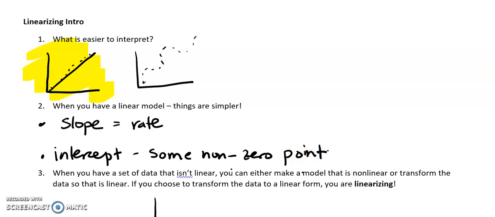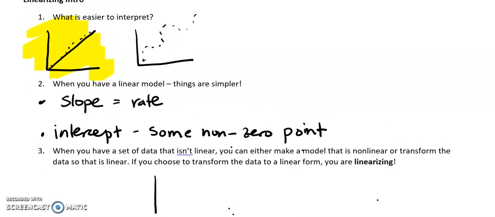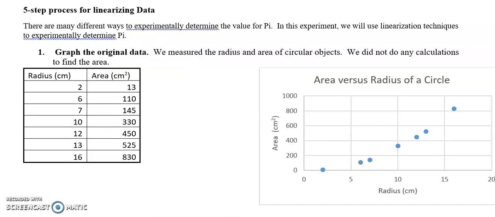Great. So if you have a set of data that isn't linear, you can do two things. You can either leave it as a model that is nonlinear, or you can transform the data so that it is linear. And if you choose to transform the data to make it linear, you are using this technique called linearizing. Great. So today we're going to use the linearizing technique to experimentally determine the value for pi.